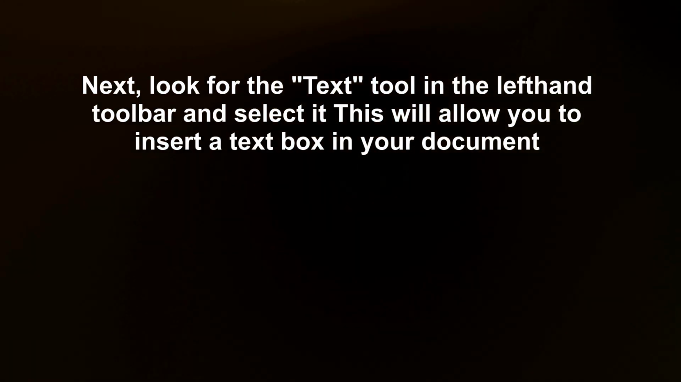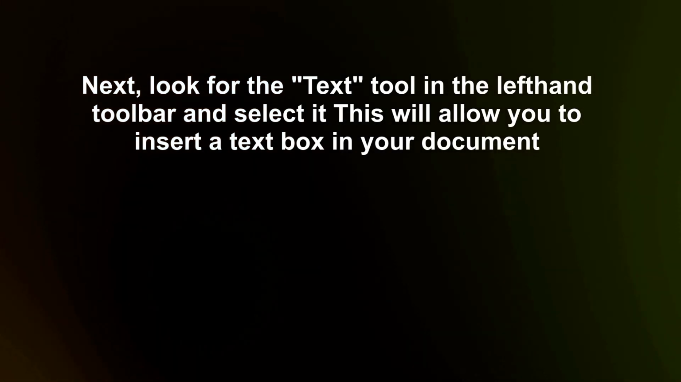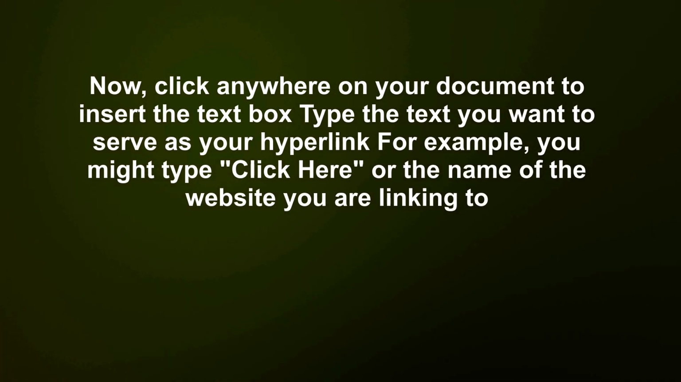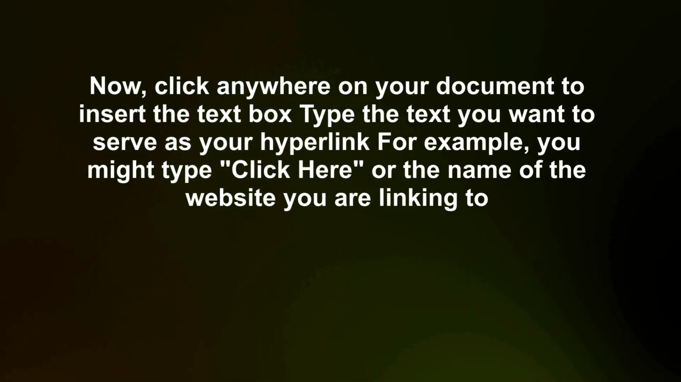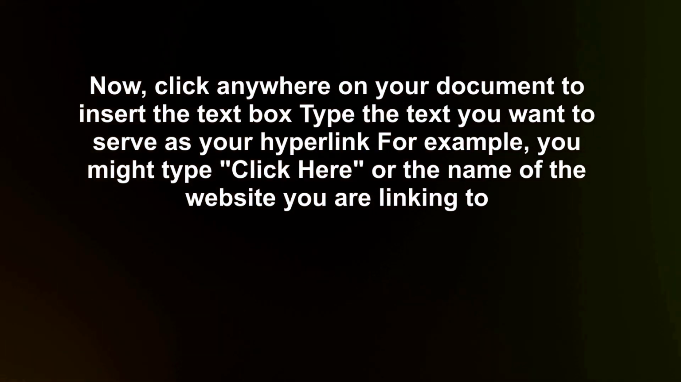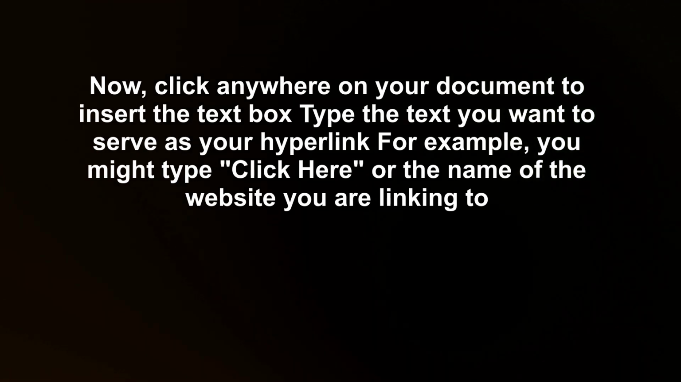Next, look for the text tool in the left-hand toolbar and select it. This will allow you to insert a text box in your document. Now, click anywhere on your document to insert the text box. Type the text you want to serve as your hyperlink. For example, you might type "click here" or the name of the website you are linking to.